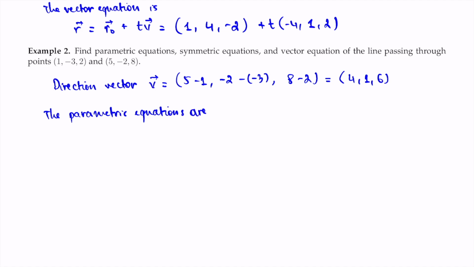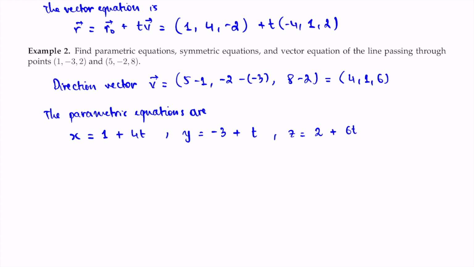are, you have x equal to x0, in this case is 1, plus a times t, so that is 4t. The second equation is y equal to y0, which is -3 in this case, plus b times t, for b is equal to 1 in this case, so just plus t. And z is equal to z0, which is 2 in this case, plus c times t, plus 6 times t.